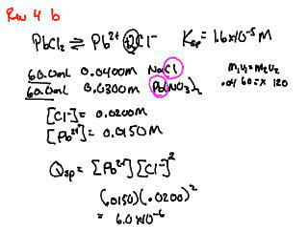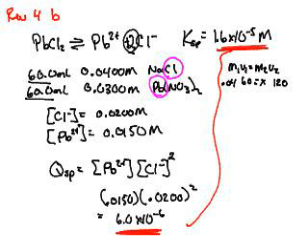Now what do I do with this right here? I compare it right up here to the Ksp. So the Qsp is what? Is it bigger or smaller? It's smaller than the Ksp, isn't it? Will a precipitate form? No.